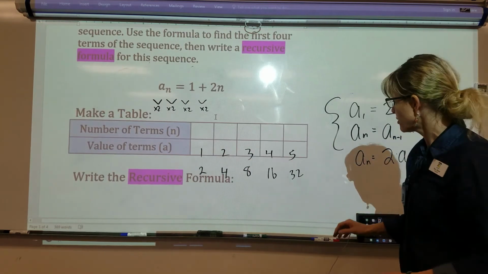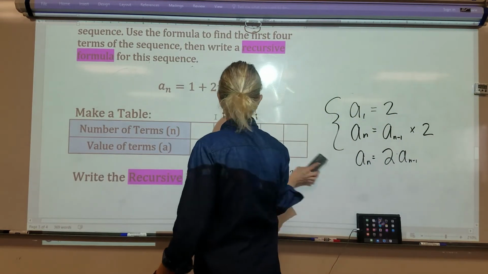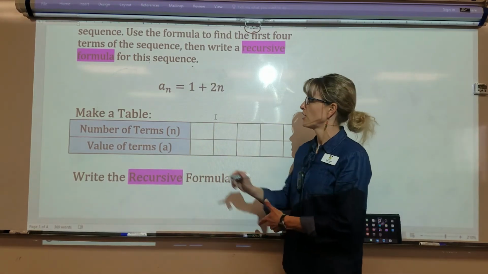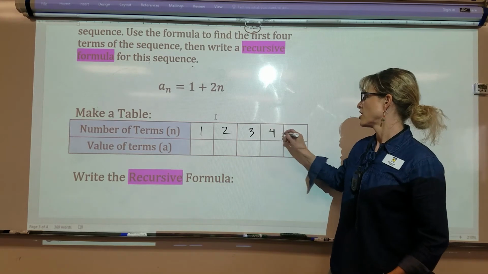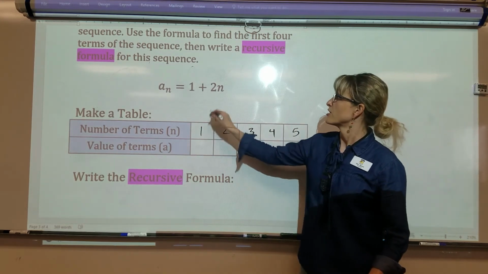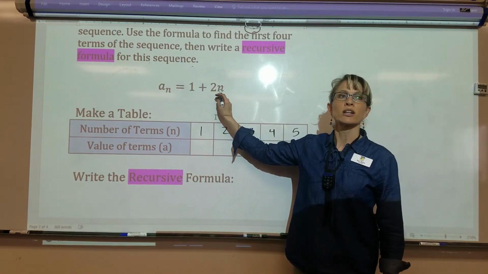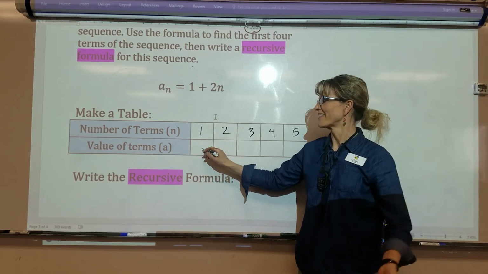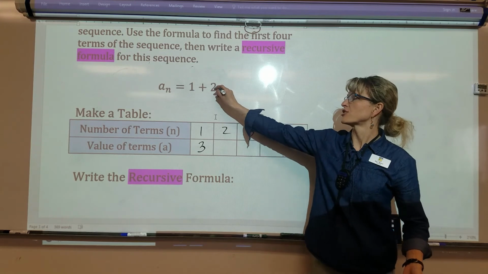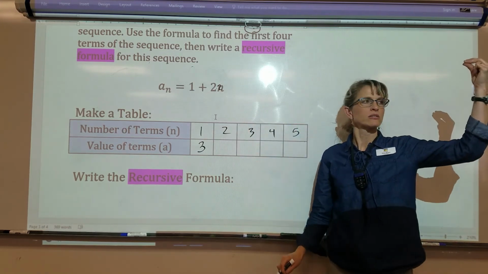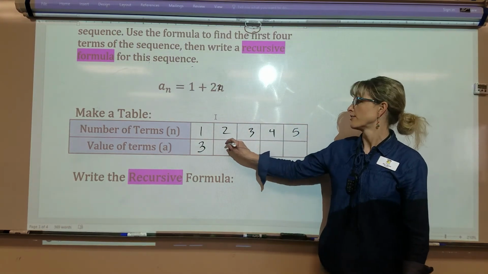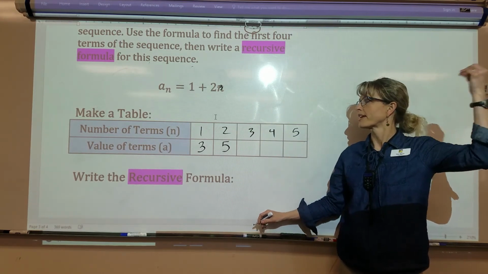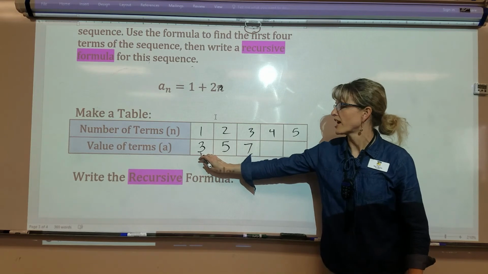Okay, well, what if they don't give you any numbers? They only give you an explicit formula, and they said you got to figure out the numbers. So let's figure out the numbers. 1, 2, first term, second term, third term, fourth term, fifth term. The value of the first term would be 2 times 1 plus 1. Think. Get ready? 3. The value of the second term is 2 times 2 plus 1. Think. Get ready? 5. Value of the third term, 2 times 3 plus 1. Get ready? 7. Excellent.